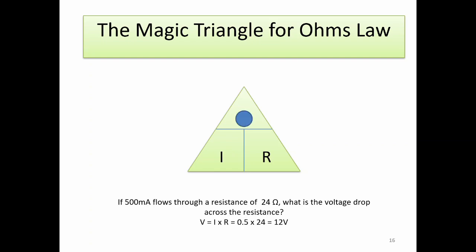So if we have 500 milliamps flowing through a resistance of 24 ohms, what's the voltage drop across the resistance? Well, V equals IR. 500 milliamps is 0.5 amps times the resistance 24 gives us 12 volts. So 12 volts applied across a resistance of 24 ohms would give us a current of half an amp.